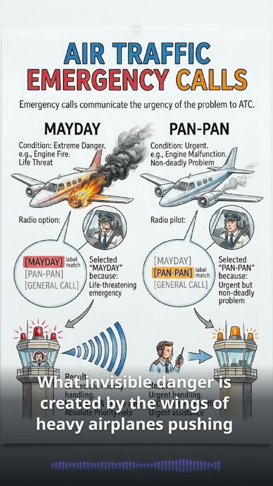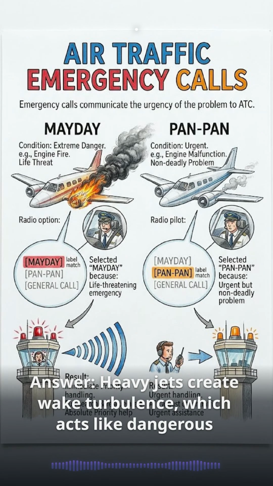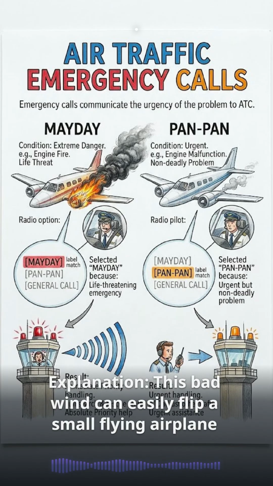85. What invisible danger is created by the wings of heavy airplanes pushing hard on the air? Heavy jets create wake turbulence, which acts like dangerous spinning tornadoes blowing far behind their wings. This bad wind can easily flip a small flying airplane completely upside down in the sky.